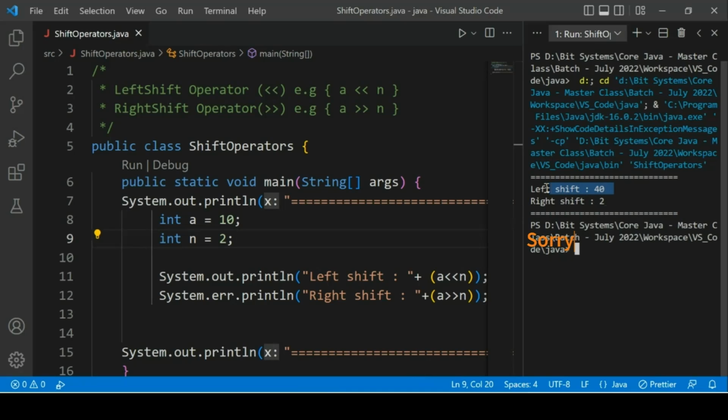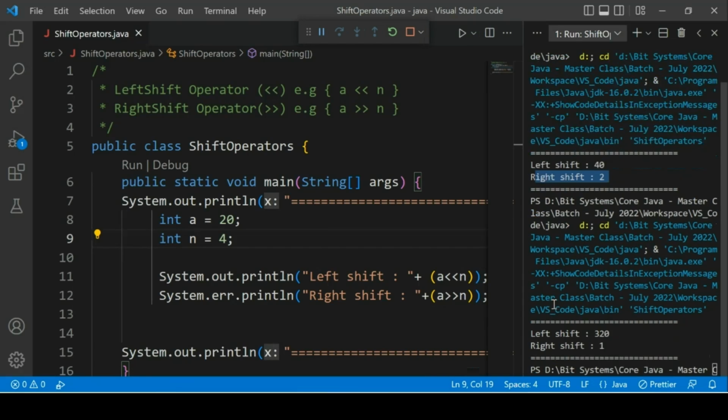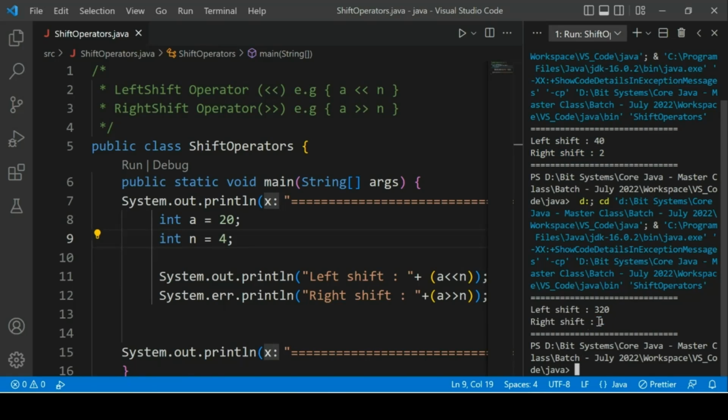As you can clearly see over here, if we left shift 10 two times, we will get 40. And if we right shift the same number two times, we will get 2. Let me change the digits over here. Let me keep it 20 and shift it 4 times. Now, if you can see the output, if we shift 20 towards left 4 times, we will get 320. And if we right shift 20 4 times, we will get 1. So let's understand how it's working behind the scenes.